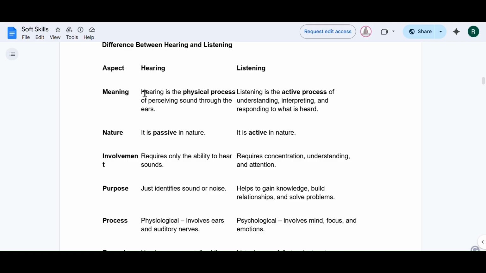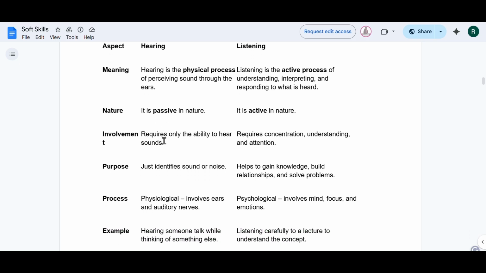First, the meaning. Hearing is the physical process of perceiving sound through the ears. Listening is the active process of understanding, interpreting, and responding to what is heard. Hearing is only the physical process where ears get the sound, but listening is an active process where we understand and interpret that, and respond to what we hear. Hearing is passive in nature; we wouldn't respond to it. Listening is active in nature; we will respond to it.